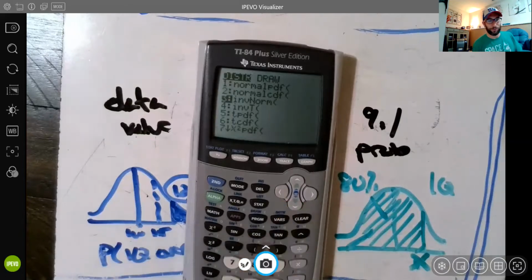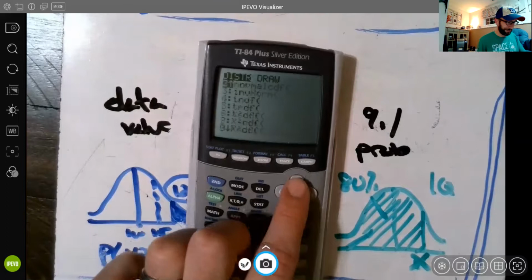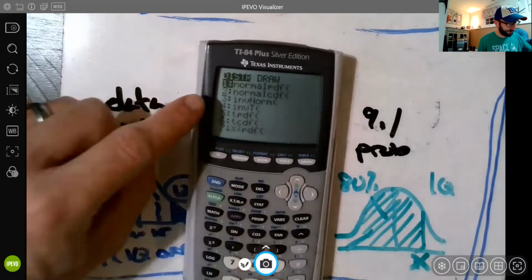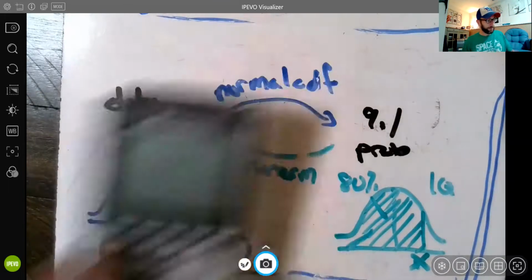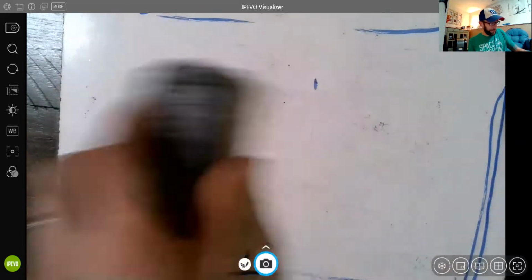And then we're going to use inverse norm. And all this T stuff will come in the future, and this chi-squared stuff down here, that's a glimpse into your future in the second semester of stats. But for now, we care about numbers 2 and 3. So we'll look at what we have to enter in a minute.